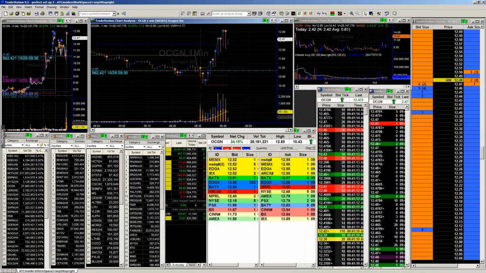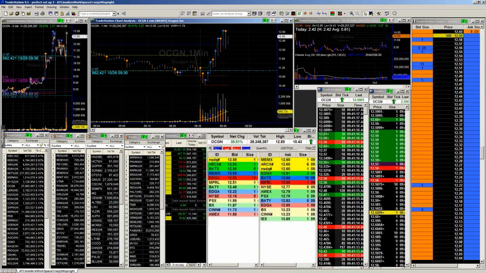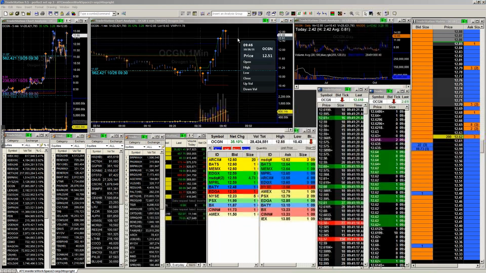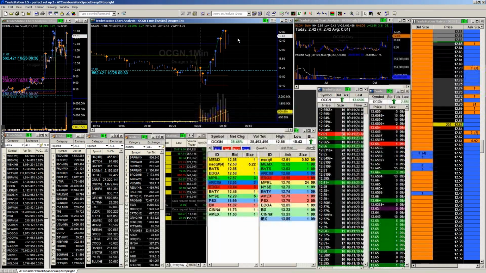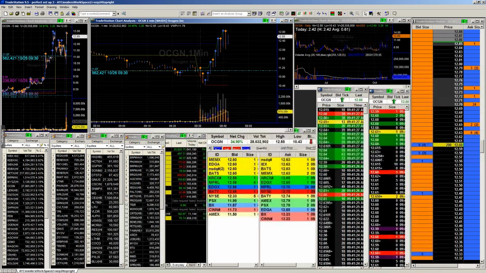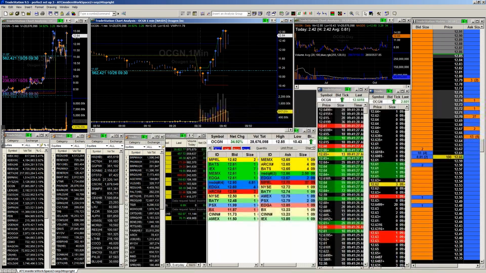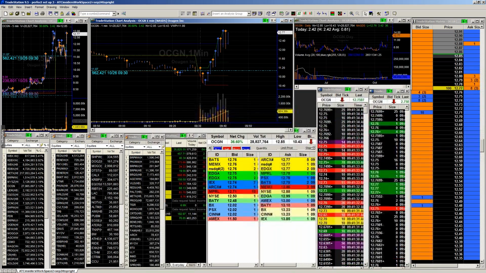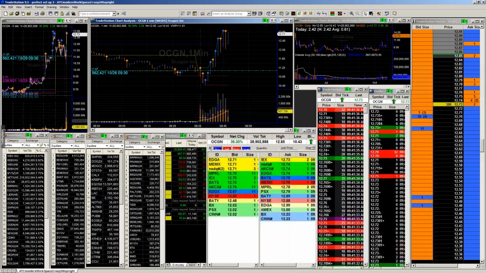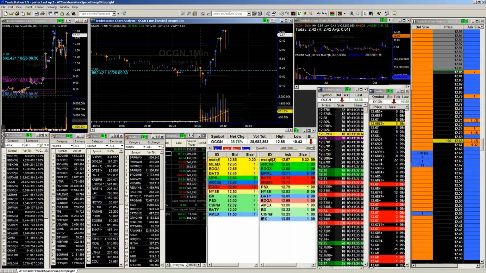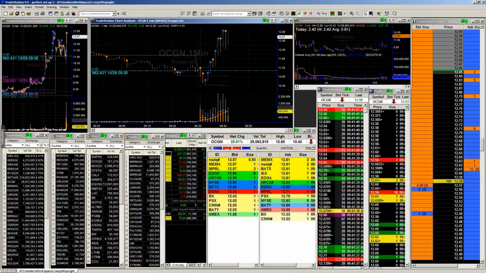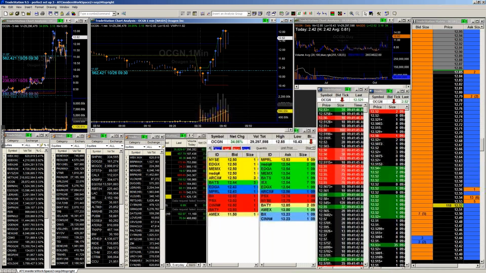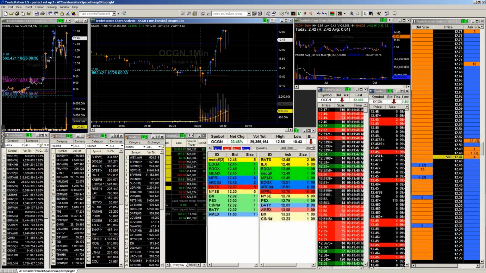Yeah, they're basically taking more from retail, as the stock comes back down. This is one of the things I see all the time. If I see selling in OCGN right now at 12.50, would I call it out? Unless it was something ridiculous, no, I wouldn't. Because are those prints for me to follow? Like I said, I see it all the time.